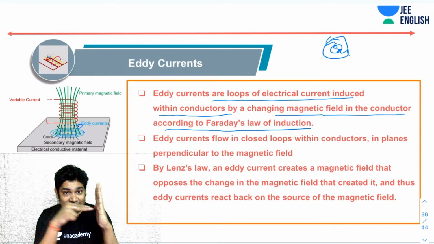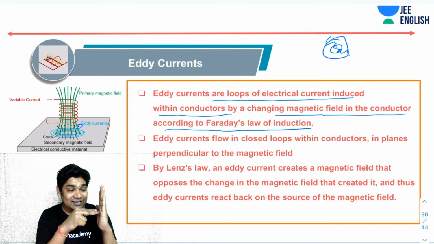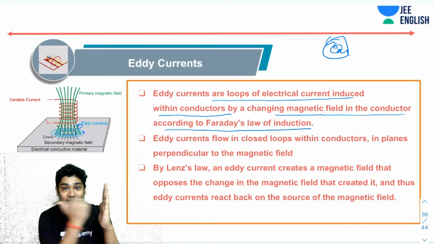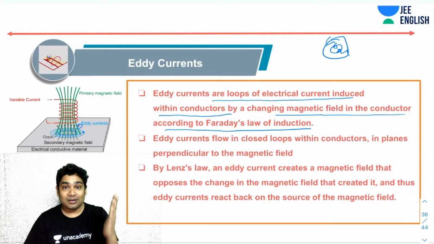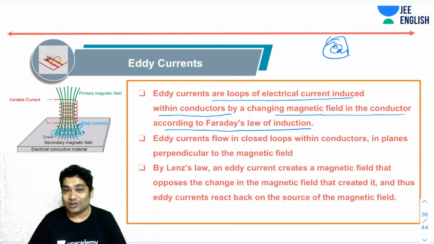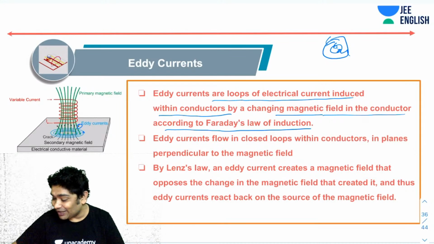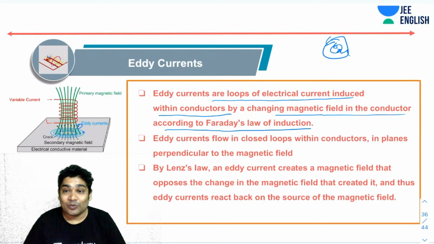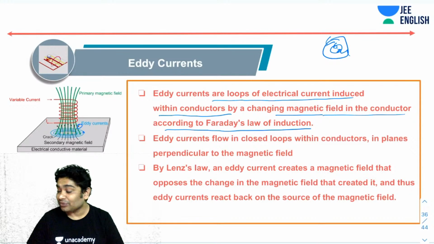So if such an increasing flux is causing this induction, then the current will be such that it will produce an outward magnetic field and vice versa. Okay, so that is all that I wanted to tell you about the eddy currents also. And thus eddy currents react back to the source of magnetic field. So there are a lot of applications of eddy currents which we can talk some other time.